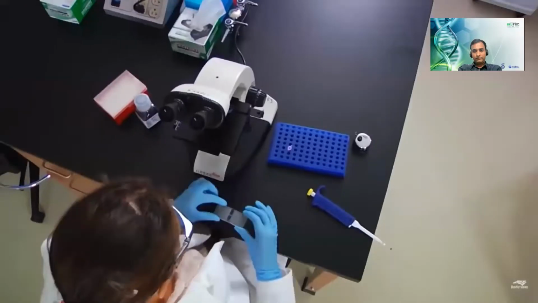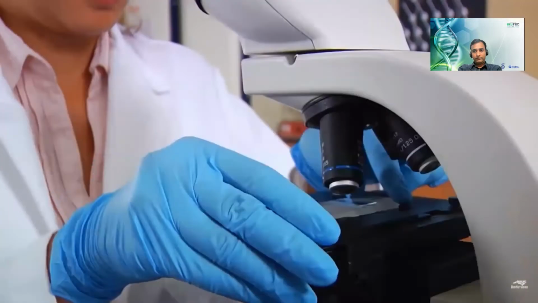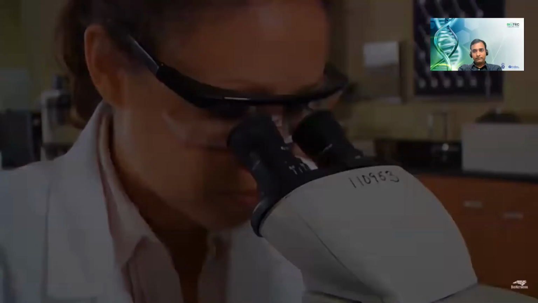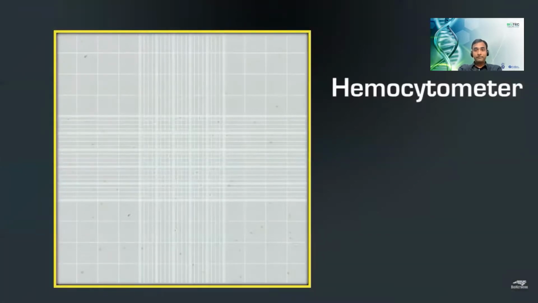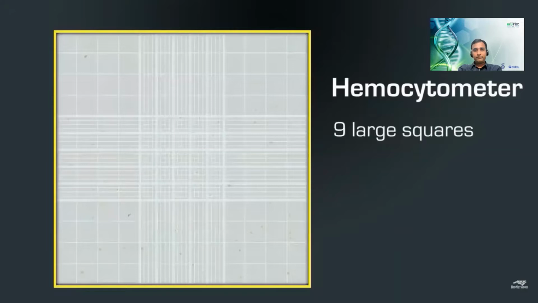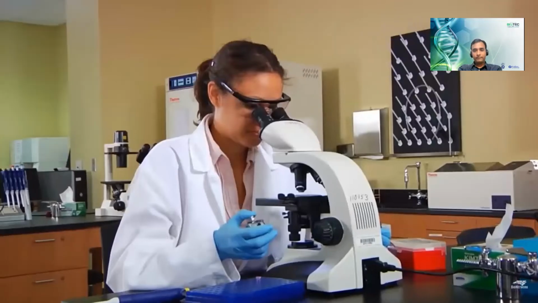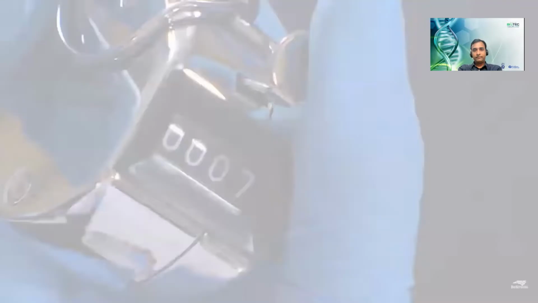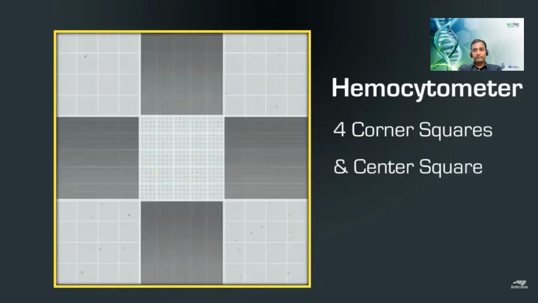Now place the hemocytometer under the microscope. Each chamber is divided into a grid pattern consisting of 9 large squares. Each square has the same dimensions and contains 10 to the -4th power milliliters of suspension. The rules for counting cells sometimes differ from lab to lab. In our lab, we count cells in the 4 large corner squares and the center square.